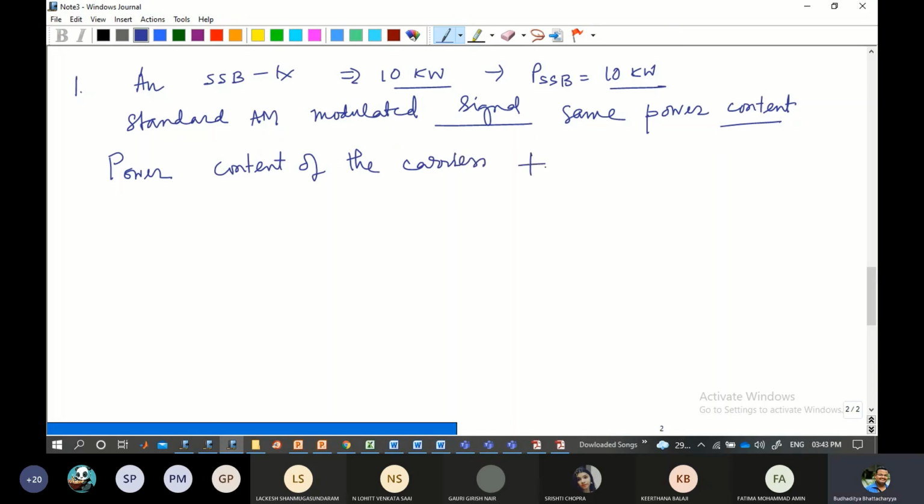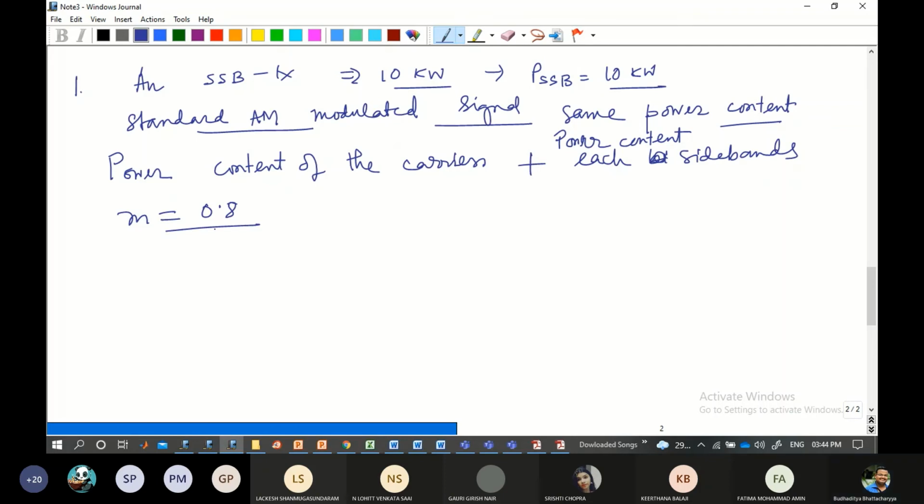And the next option is each sideband. Because it's a general standard AM modulation, find the power content of each sideband, when the percentage modulation M is given as 0.8. All right, so this is the question that we actually have.